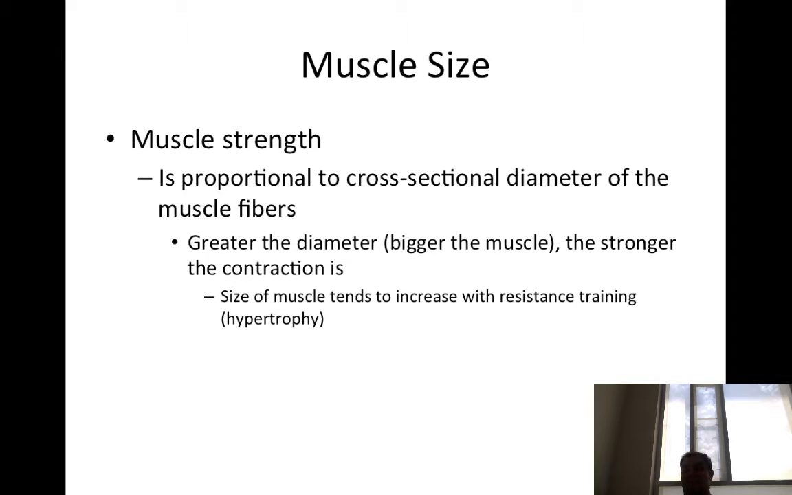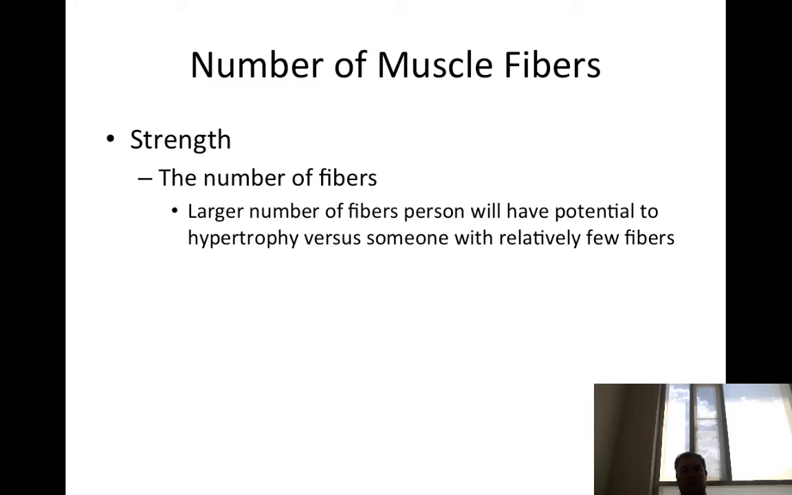Muscle size and muscle strength. Muscle strength is proportional to the cross-sectional diameter of the muscle fiber. The greater the diameter, the bigger the muscle, and the stronger the contraction will be as well. The size of the muscle tends to increase with resistance training. We call that hypertrophy. So with resistance training, you're going and working out in the weight room, you're building muscle due to hypertrophy. Your muscles should not decrease in size when you're actually doing resistance training.